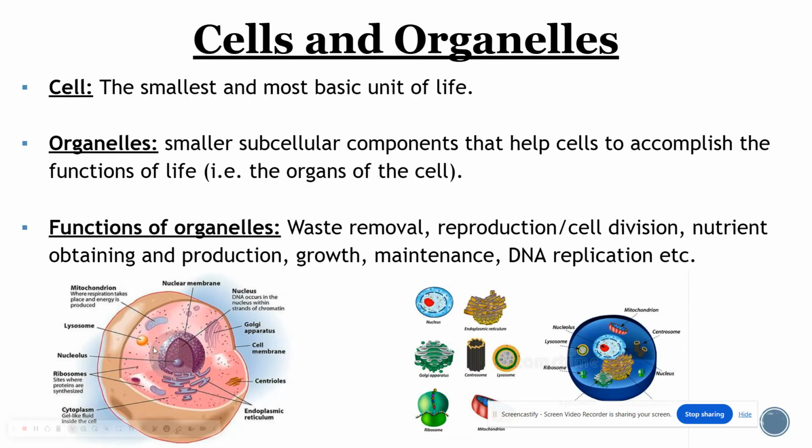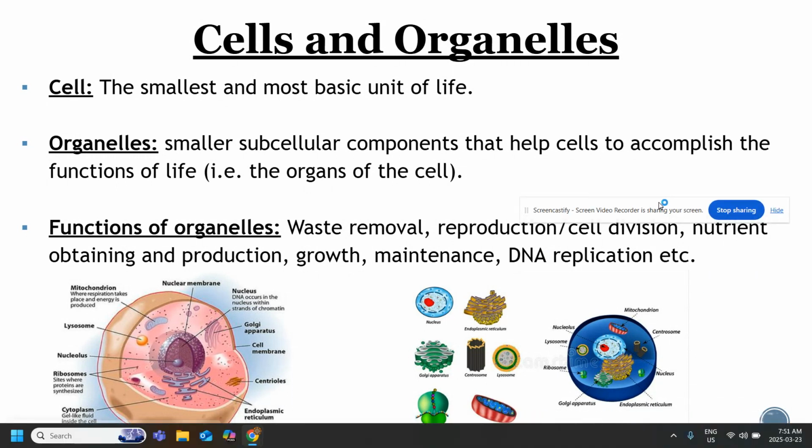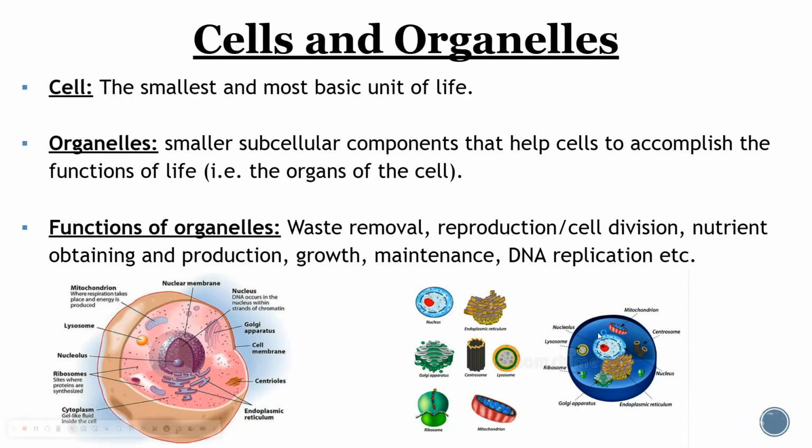They help with removing waste, for example. They help with the cell to reproduce and to make more of itself, so to cell division. They help the cell to get food, to get nutrients. They help the cell to grow, to maintain itself, to do things like copying its DNA, its genetic material. So in this picture here, you can see a cell, and you can see these are all the different organelles. So our goal is that we're going to go through this presentation and take a look at all these different organelles that are within a cell and see what they do.